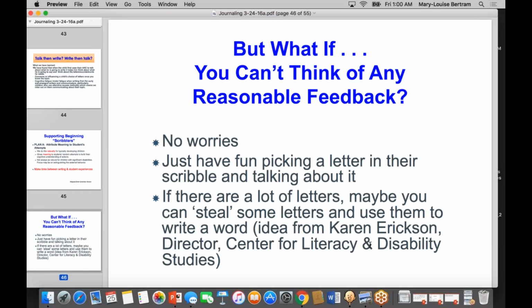So maybe you found a J and you say, oh my gosh, I see you have a J. Jack is your very best friend, and his name starts with J. So we're making connections. There are a lot of letters. Maybe you can steal some and use them to write a word. Stealing letters is an idea from Karen Erickson, who's a director of the Center for Literacy and Disability Studies. It is so much fun. Kids love it when I steal their letters. I'm stealing one of your letters so I can write something about fairy bread. I am stealing the M because M stands for it's so good, right? So that's the way you can make some connections.